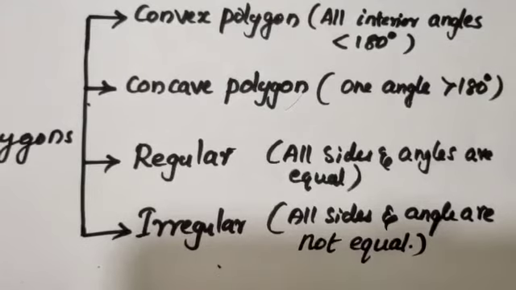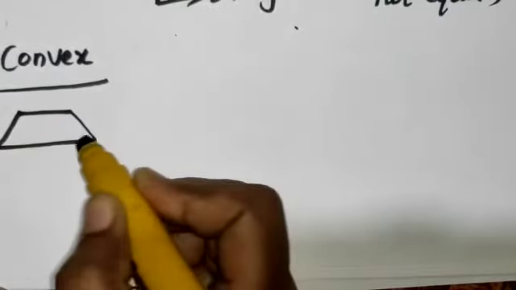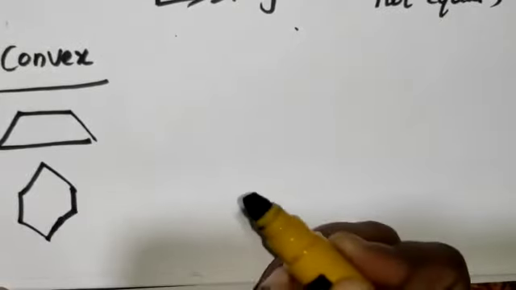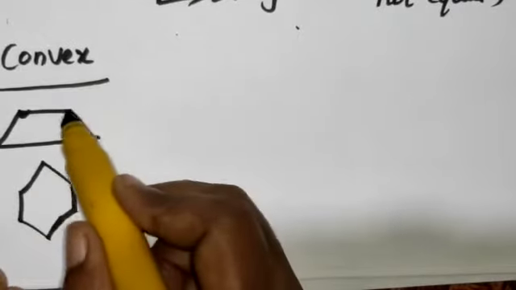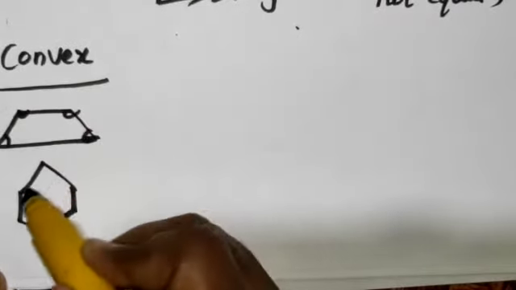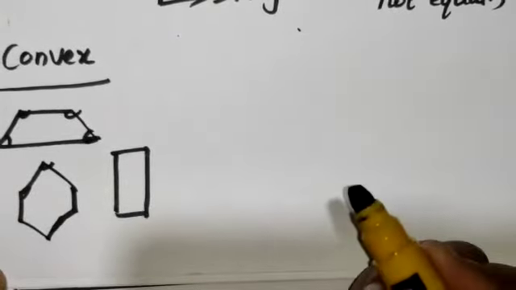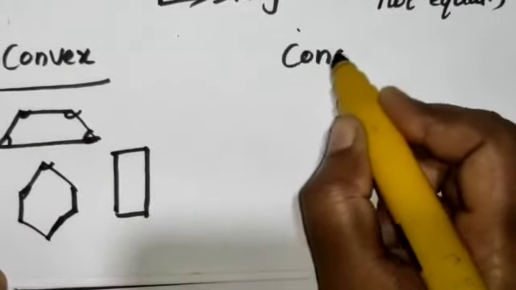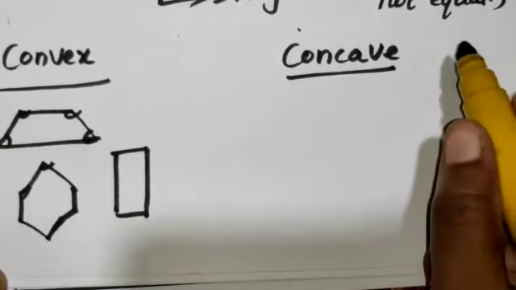Let's look at some figures. Convex. See, these are some examples of convex polygons. You see that in these polygons, all interior angles are less than 180 degrees. This is another example. And concave means if one angle is greater than 180 degrees.